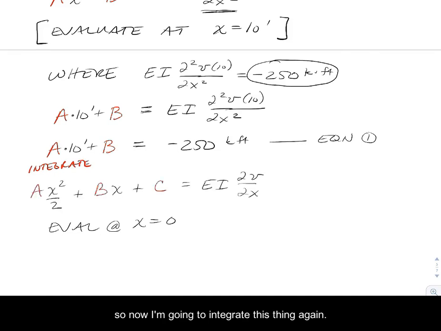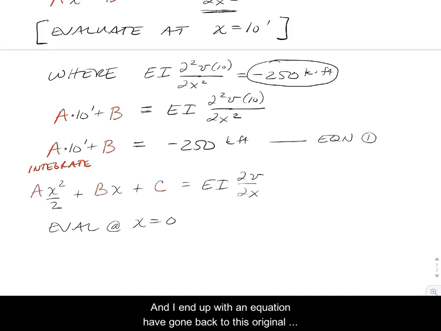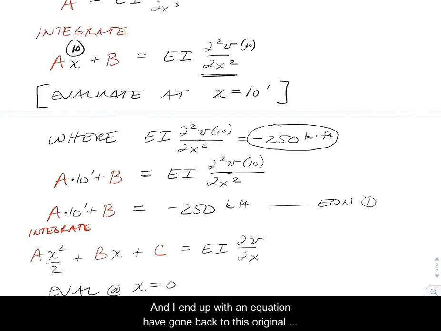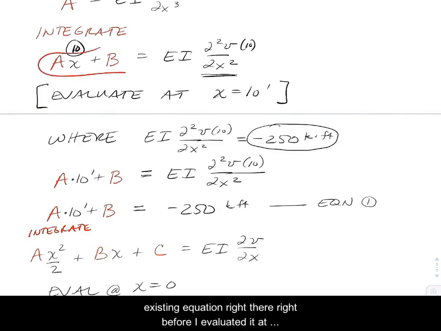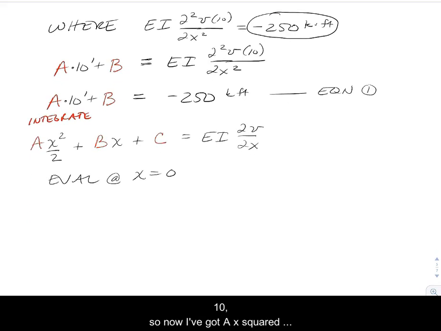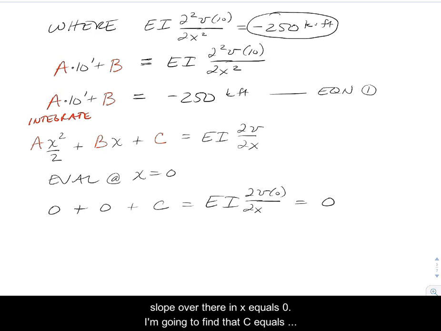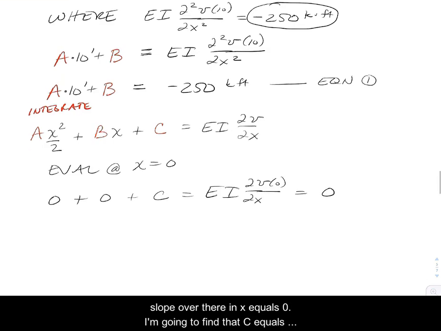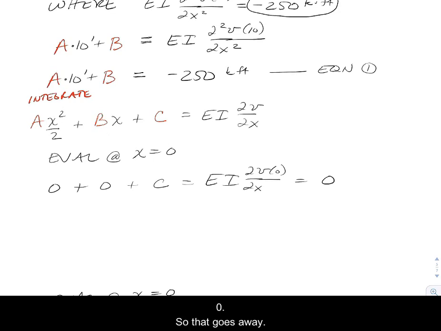And I end up with an equation. All right, I've gone back to this original existing equation right there, before I evaluated it at 10. So now I've got ax squared over 2 plus bx plus c is equal to EI times the slope. And I'm going to evaluate that at x equals 0 because I know the slope over there at x equals 0. And so I'm going to find that c equals 0.